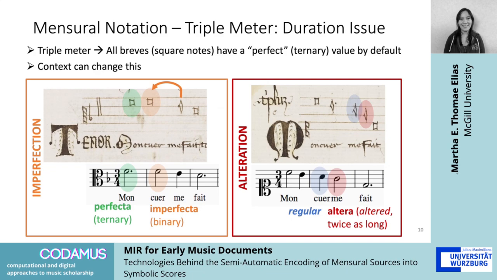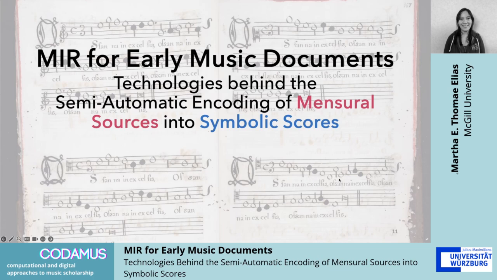So there are rules about when to apply these context-dependent modifications: when to apply imperfection, when to apply alteration, when to apply both of them, which is what's happening in this second example. We have an imperfection at the very beginning here. This note is imperfecta, and we have an alteration here in the red note, or when to apply none of them. So that's the first part. This is just to tell you, it was like a mensural notation 101, just an introduction.